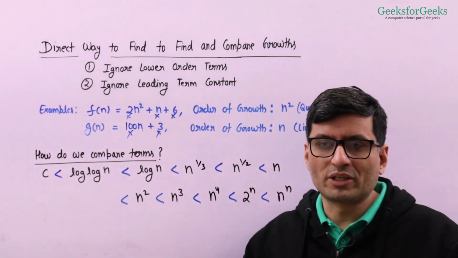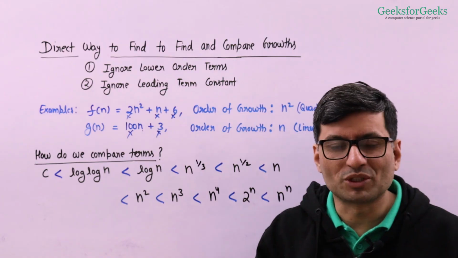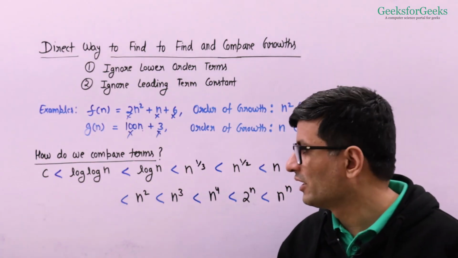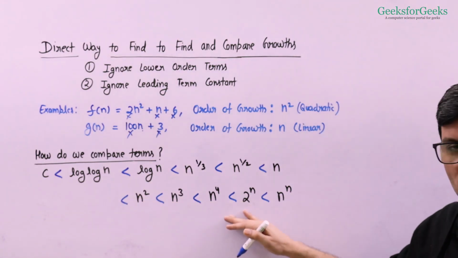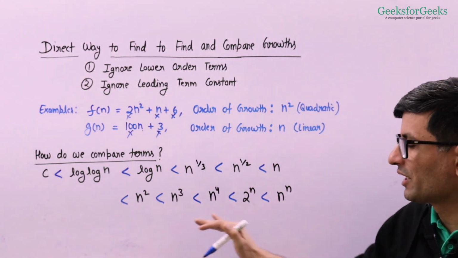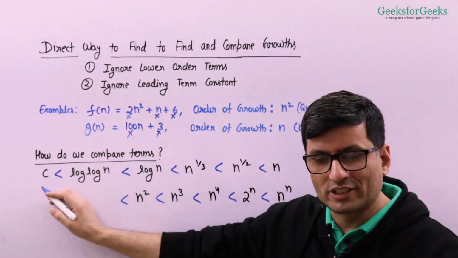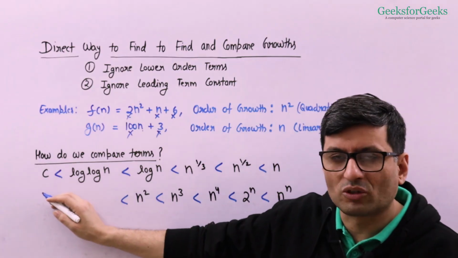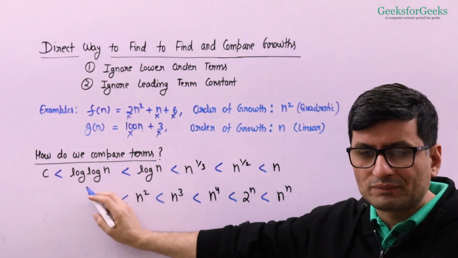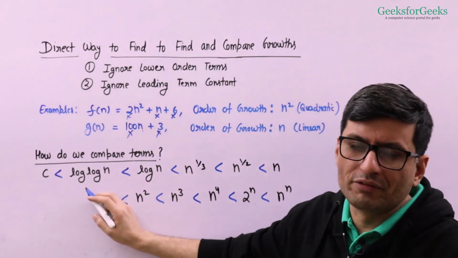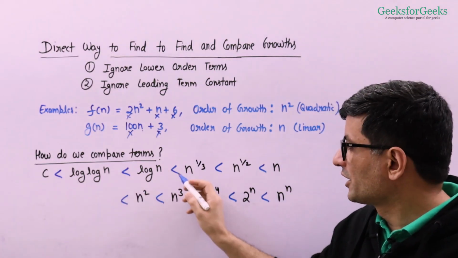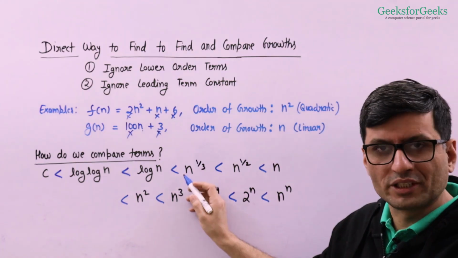Now when you are given multiple terms in an expression, how do you decide which one is leading, which one is not leading, which one is growing slower? For that we can always use basic mathematics. We can remember that a constant is the slowest growing term. It doesn't grow at all, right? Log n grows, but grows very slowly. So these greater than signs represent order of growth being greater.